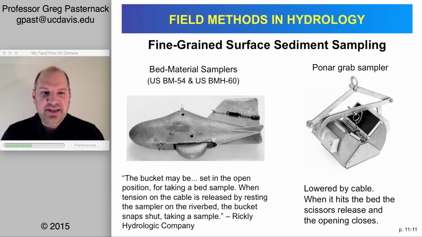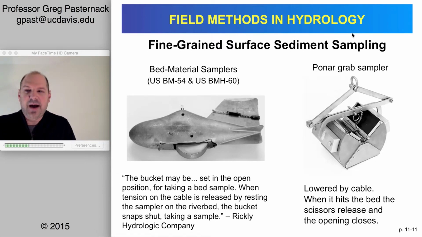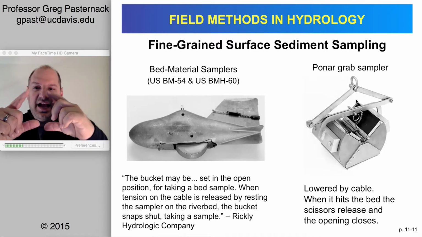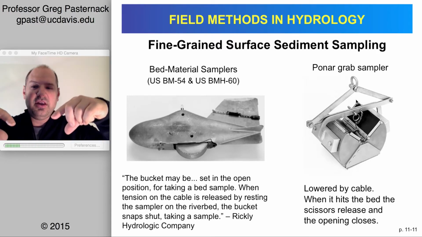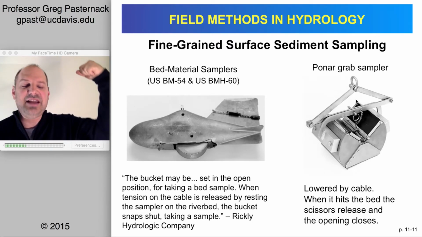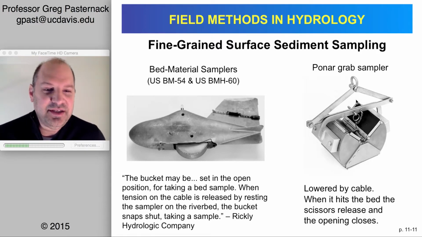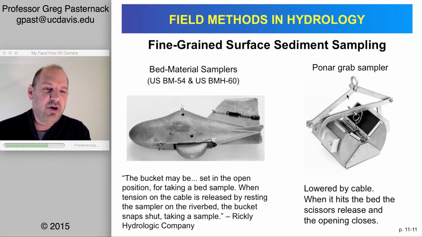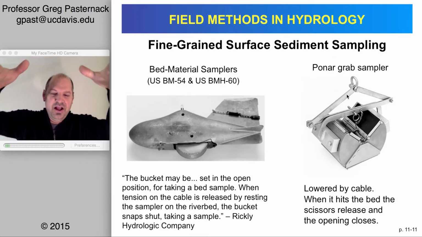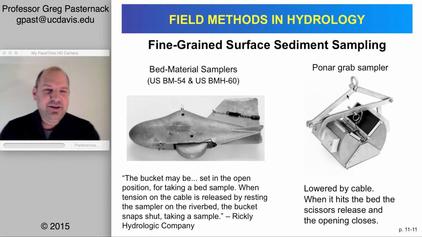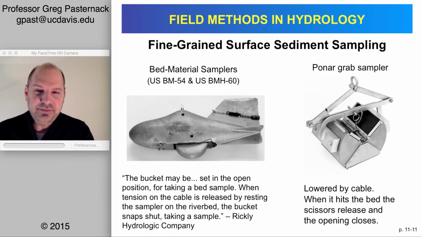And so when you lower this by a cable, then you drop it, and it hits a river bed or a lake bed or estuary bed or whatever, then what happens is that this actually compresses in, it kind of squishes in, and that unlocks it, and then when you pull it up, it just snaps shut. I'm not explaining it very well. That's why this is a field methods class and why we're going to play with this stuff in class. But a Ponar grab sampler just gives you a bulk material. It's your typical clamshell, go in, close, and come up, and have a sample of material.